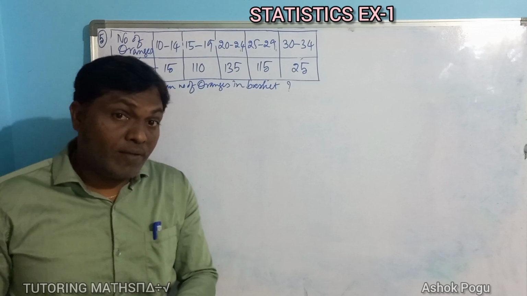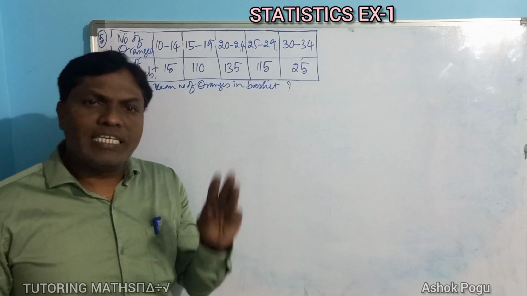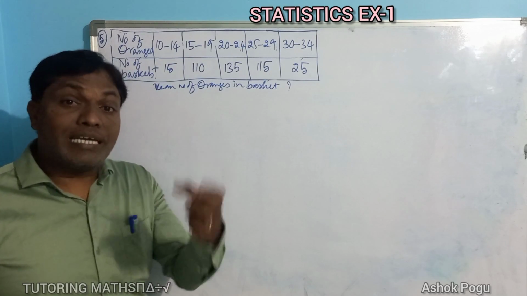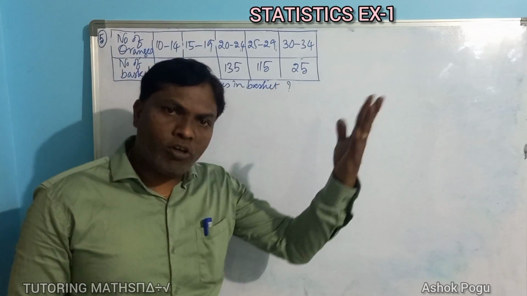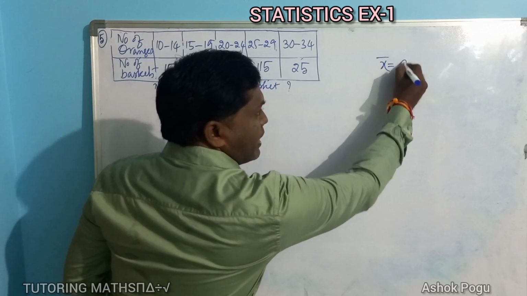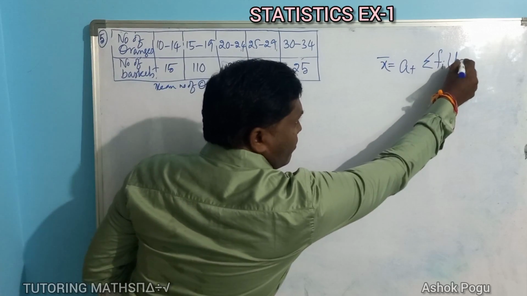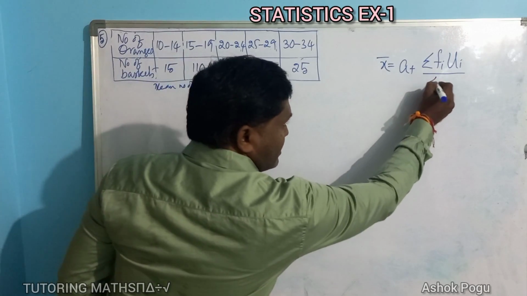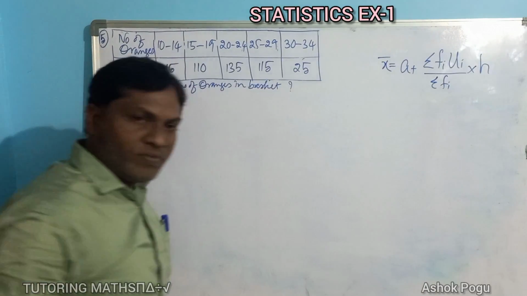That is the third formula. There are three methods we have already discussed, but the last, third method is the step deviation method. We are going to find the mean by using the step deviation method. First of all, you better write the formula. Recall the formula. What is the formula? Mean is equal to a plus sigma fi ui by sigma fi into h. That is the formula.